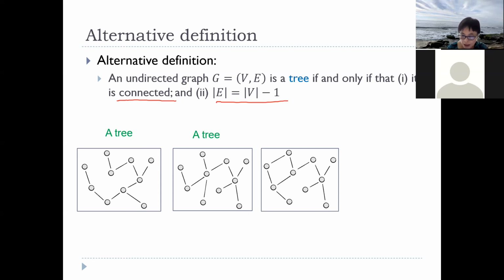Well, here we have a cycle. So this is not a tree, even though it's connected. You can also verify this one: the number of edges is more than V minus 1. So it's not a tree.